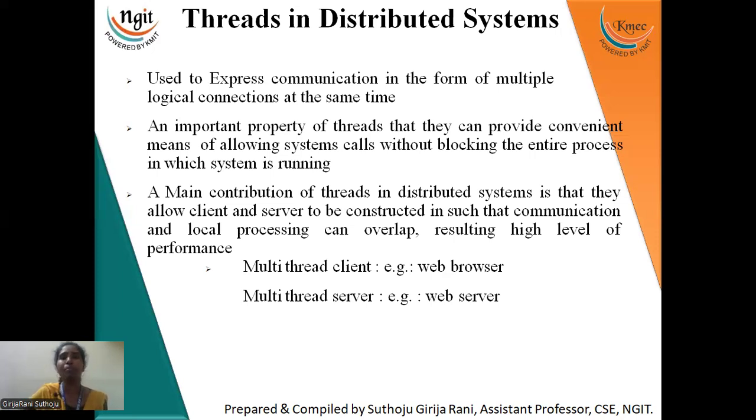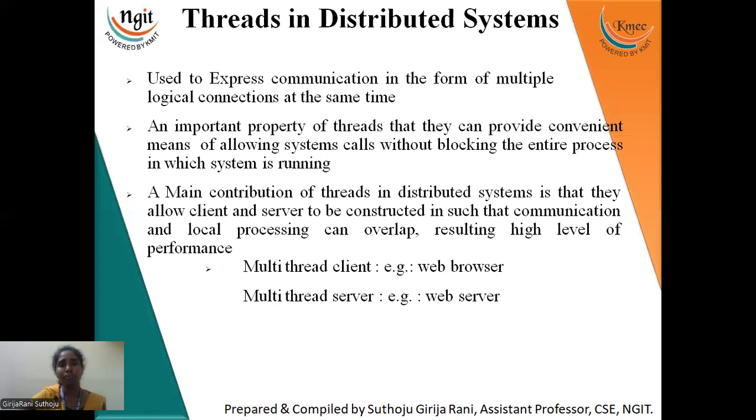For that purpose, we need system calls. System calls will be given to that particular thread, so that with the logical connections, all the threads can be activated at the same time and executed one after the other. That is the main importance of threads in the distributed system. Here, a thread may be a client, a thread may be a server, and communication or processing, everything will be possible in the threads in the distributed system.